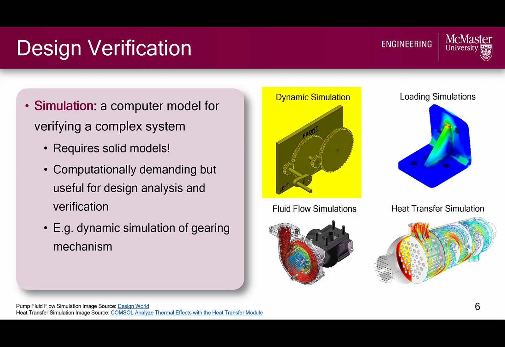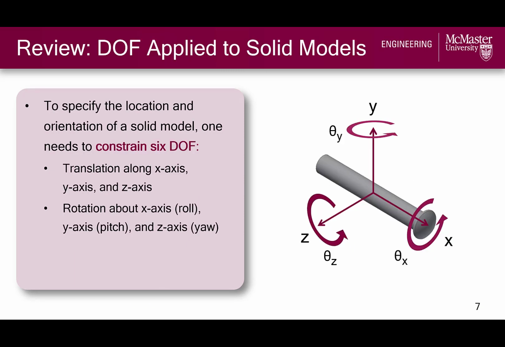In this video, we will focus specifically on the dynamic simulation application of CAD, which can be used to verify mechanism kinematics, and to do so, we will start off by reviewing solid model degrees of freedom. Recall from last week's video on assembly modeling that solid models have 6 degrees of freedom, 3 translation and 3 rotation about the principal axes.